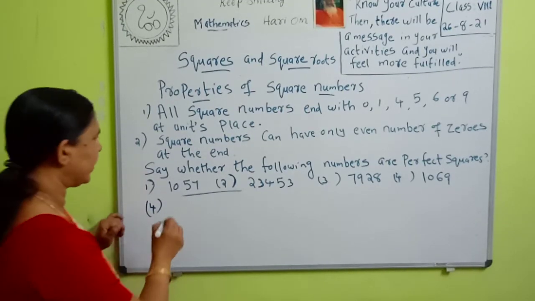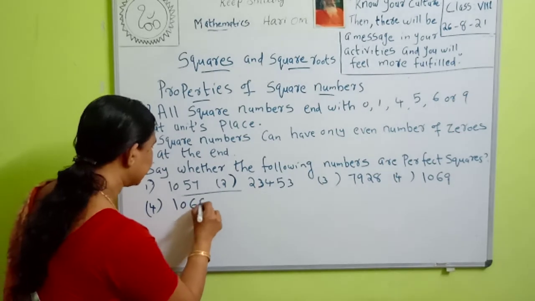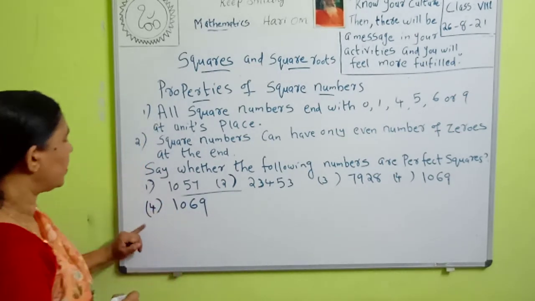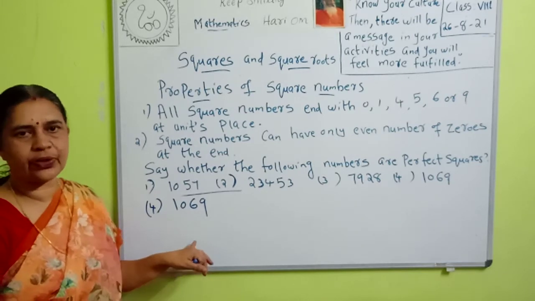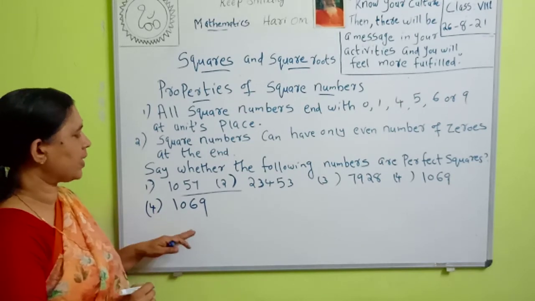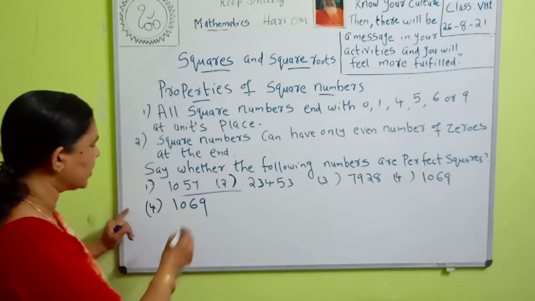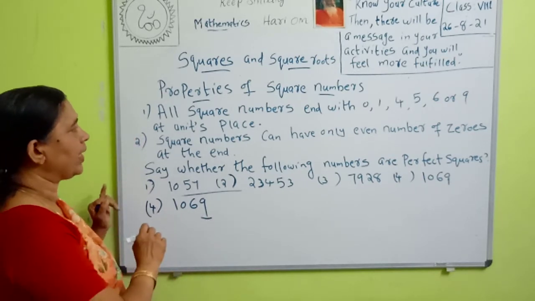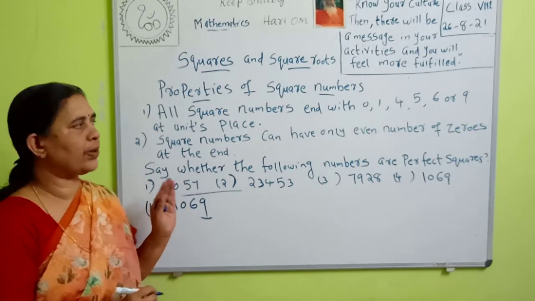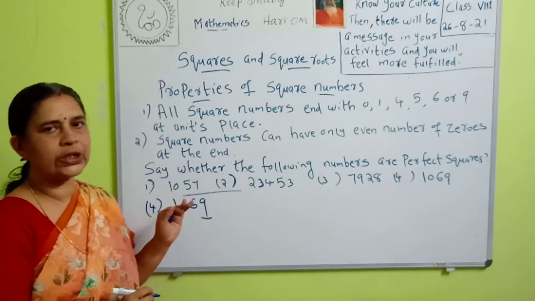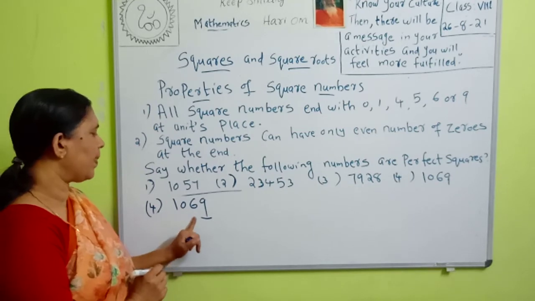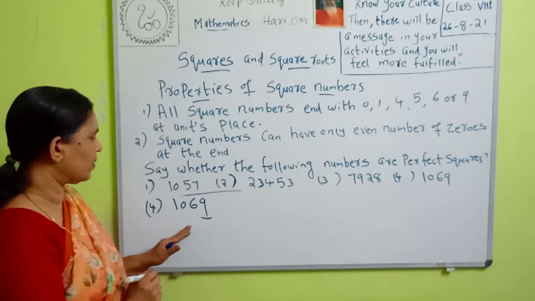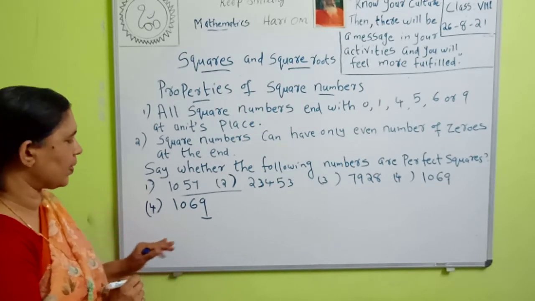Fourth question, 1,069. Madhavas, is it a perfect square? To check whether it is a perfect square, you look at the units place digit. Here the units place digit is 9. Then we know that all the square numbers end with 0, 1, 4, 5, 6 or 9 in the units place. Here the number ends with the digit 9. So is it a perfect square? So 1069 is a perfect square.